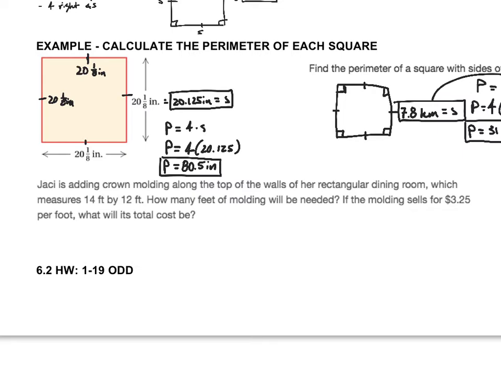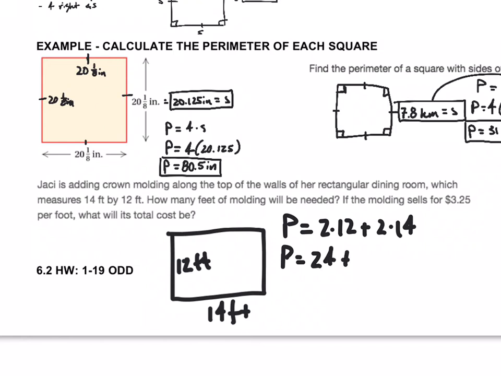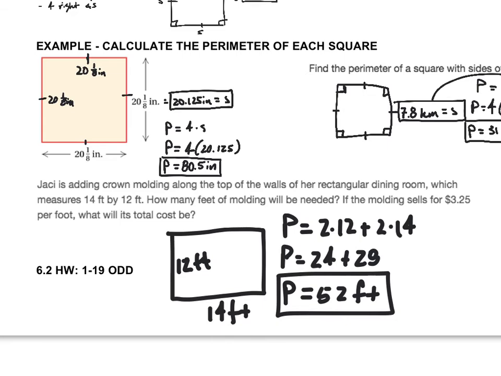All right. In the rectangular dining room, which measures 14 feet by 12 feet, I'm going to draw a picture of that. A rectangular room that's 12 feet by 14 feet, okay? And it says how many feet of molding will be needed. This question is asking you for perimeter. So the perimeter is equal to 2 times 12 plus 2 times 14 because we have a rectangle. 2 times 12 is 24, plus 2 times 14, which is 28. So 28 plus 24 is going to equal 52. So my perimeter is 52 feet. That's how many feet of molding will be needed.